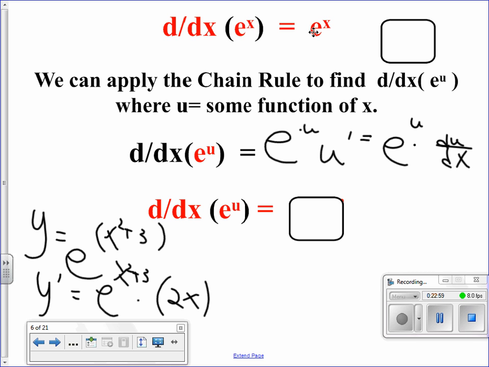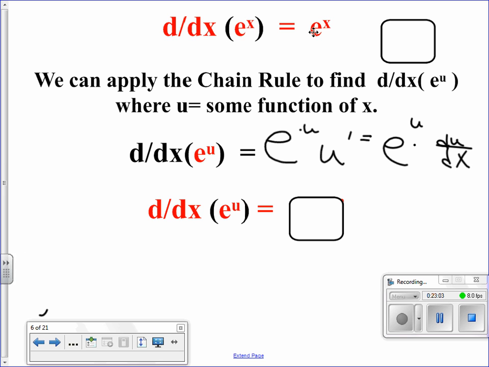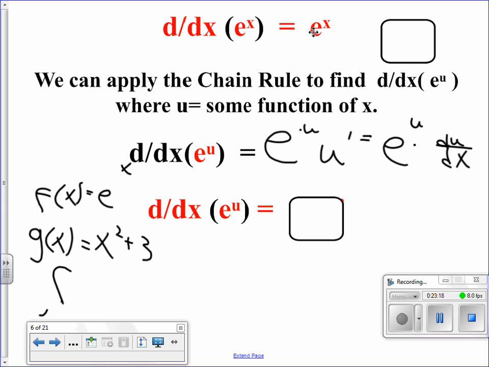Let me write it with f's and g's. Let's say f of x equals e to the x, and g of x equals x squared plus 3. Let's say I want to evaluate f of g of x. So g of x is my inside function, and I'm plugging it into my outside function.